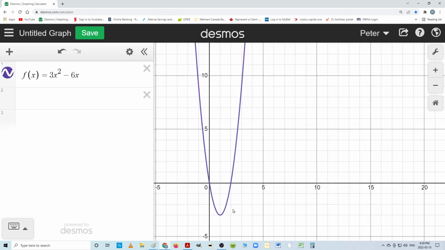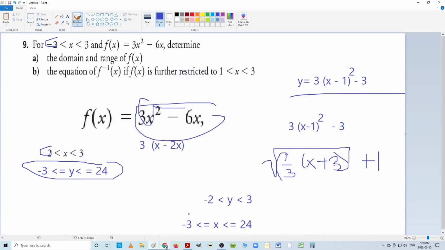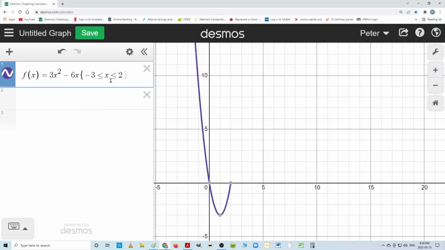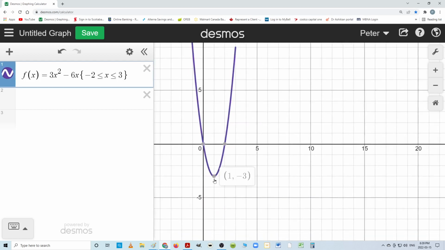Okay, let's see, the confirmed vertex is (1, minus 3). Let's put the restrictions, the very strange restrictions, and we'll see if that's indeed the restrictions. Yep. Oh, I had it backwards. There we go. Let's see if that indeed reflected the range. Yeah, so the range goes from minus 3 all the way to 24, and we'll see if that's indeed the domain when we flip it.